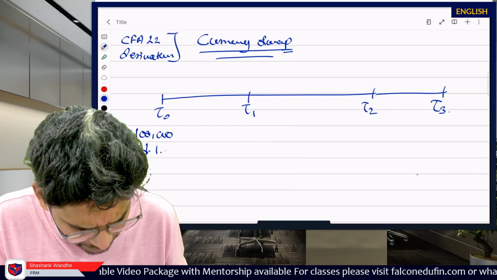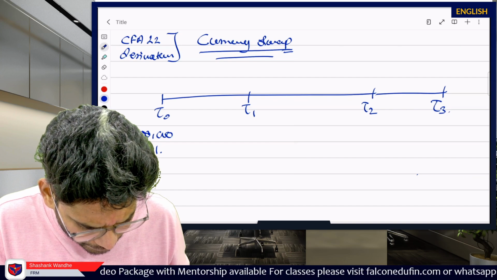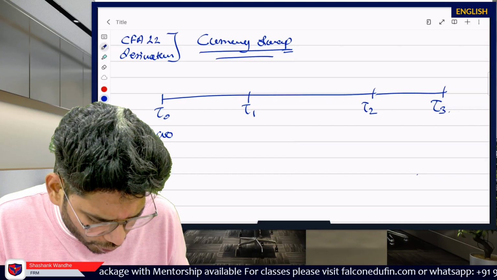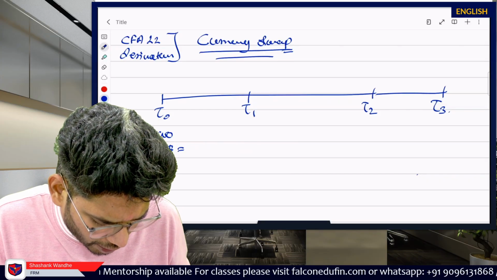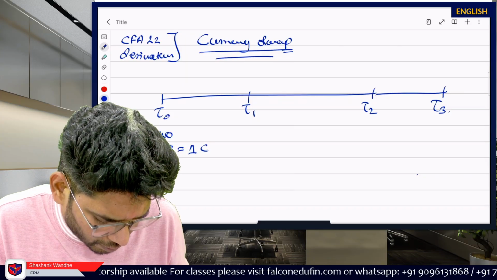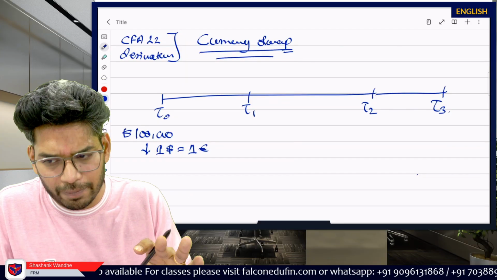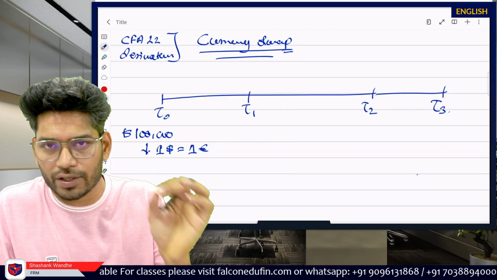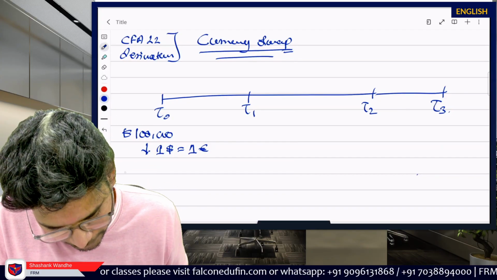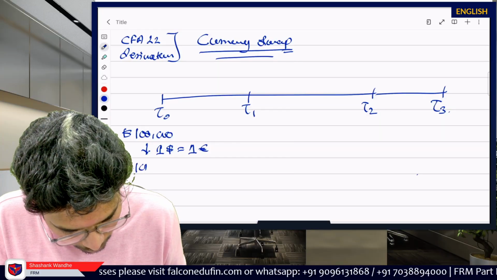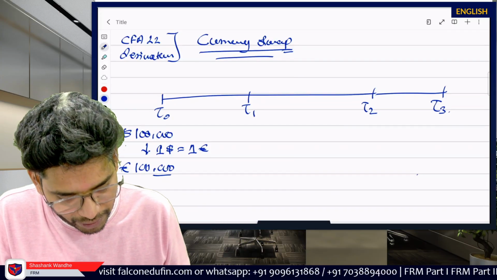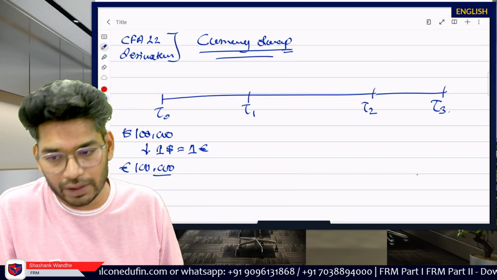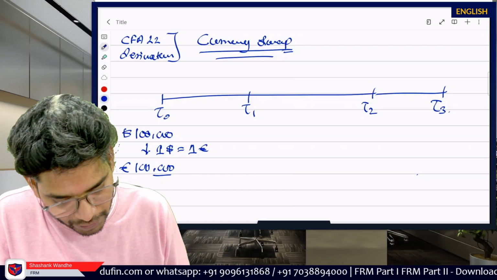And let's take the dollar to euro rate. $1 is equal to 1 euro. For now, to make things simple for understanding, I'm taking $1 is equal to 1 euro. You exchange it with 1 lakh euros. In the example, we will see the proper calculation, but here we will assume this basic thing.